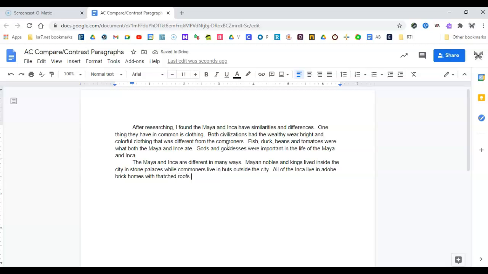Okay, so starting with homes, I said Mayan nobles and kings lived inside the city in stone palaces, while commoners lived in huts outside the city. All of the Inca lived in adobe brick homes with thatched roofs. So that's the information to show how the Mayan homes and the Incan homes were different. Then I'm going to continue.